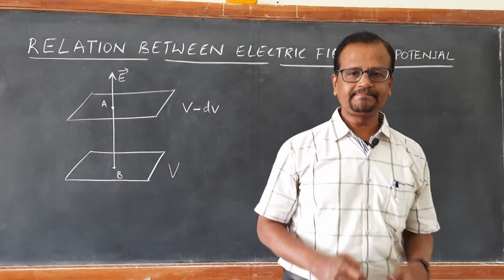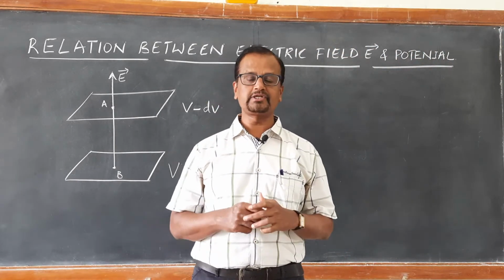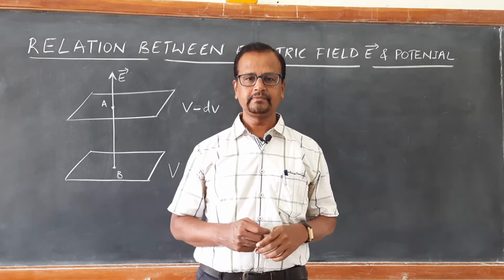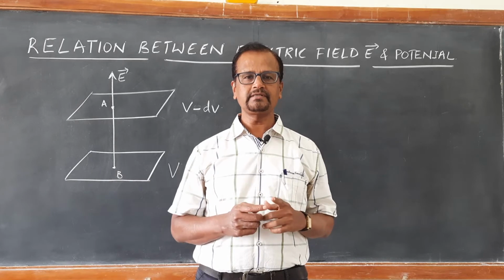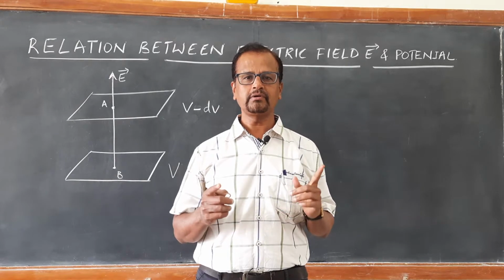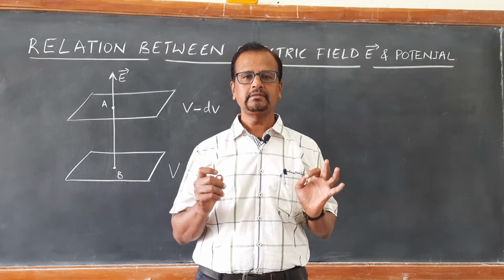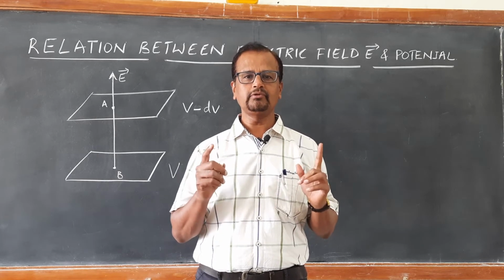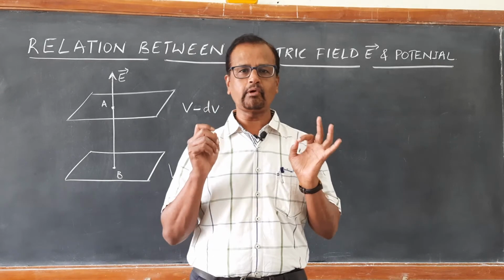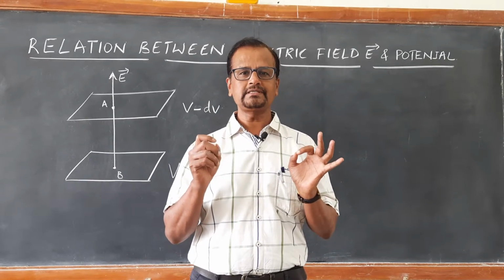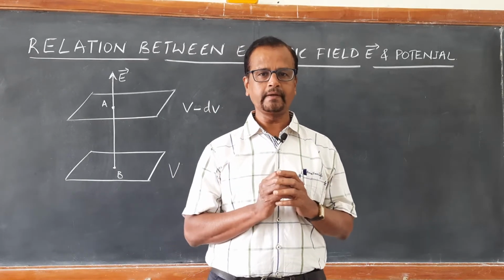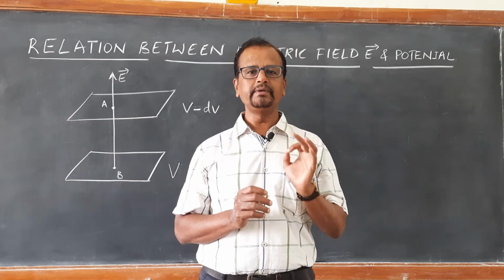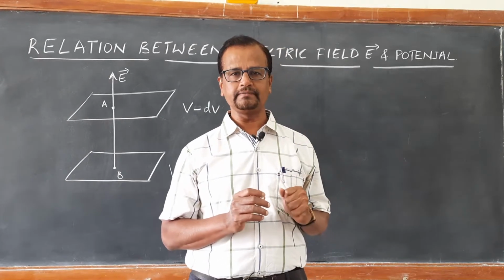Good morning, cadets. In the previous session, we learned about what is an equipotential surface. An equipotential surface is that surface at which, at all the points, the potential is the same. The locus of all those points having the same potential gives us an equipotential surface. Today we will learn a very interesting relation between electric field and potential.